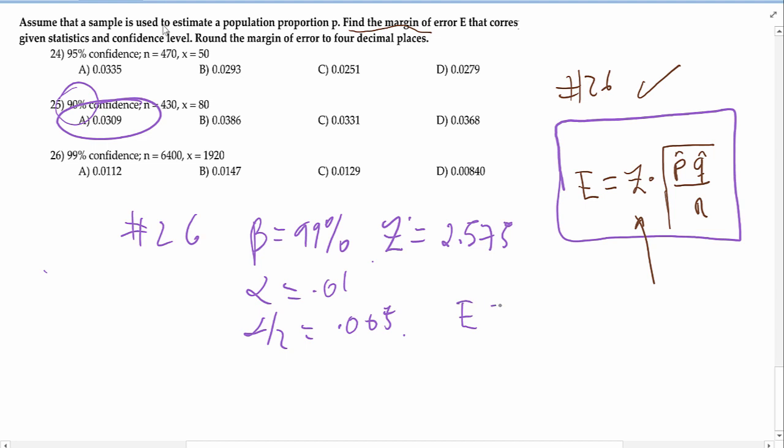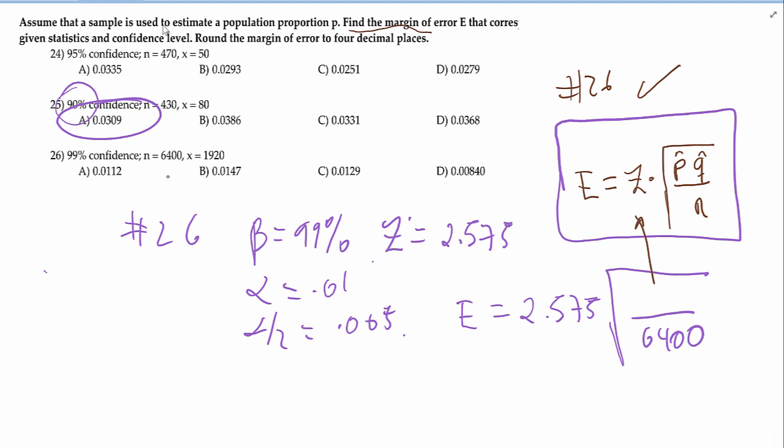Without calculating it, in this case the margin of error is this value, square root. The sample size is 6,400, and the proportion in the sample is 920 divided by 6,400, which is 0.3.